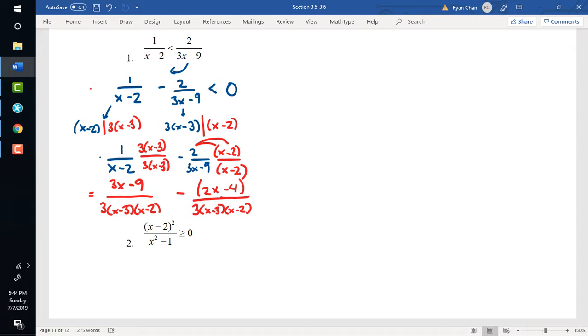Now be really careful when you combine this. So notice you're subtracting both of them. So I have 3x minus 2x, and that gives me x. But then the part here will be negative 9 minus negative 4, so that's plus. So it's really negative 9 plus 4, and that gives me negative 5. Okay? And then I have one fraction, which is what I want.